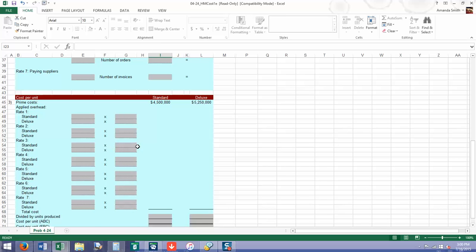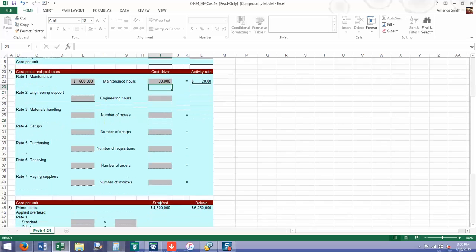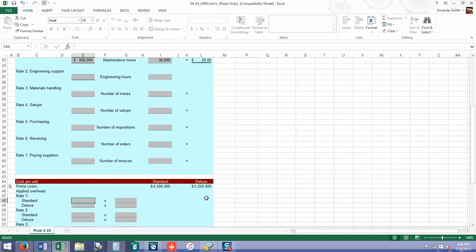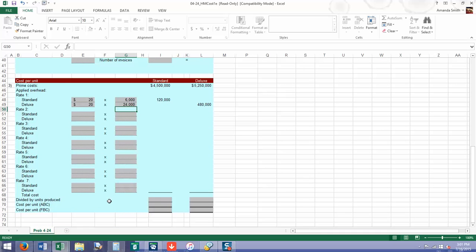For part 3, you're going to use the activity rate that was calculated for you. So for this example, the rate is going to be $20. Then you're going to be multiplying it by the actual number of hours used. So in this case, for the standard model, it was 6,000. And then for the deluxe, it says it was 24,000. So then again, you're just going to fill in the rest of the blanks.